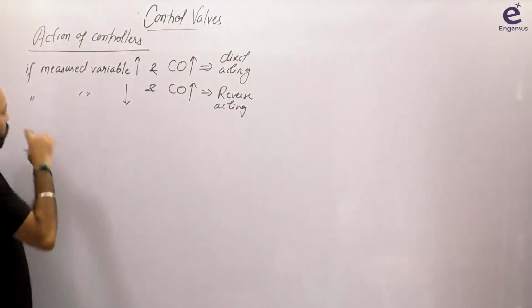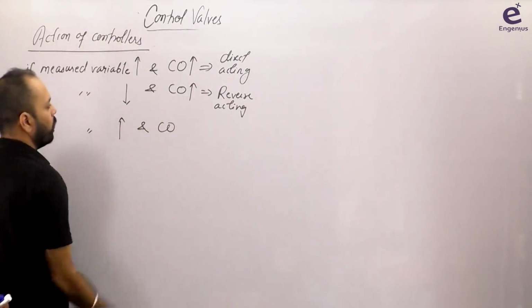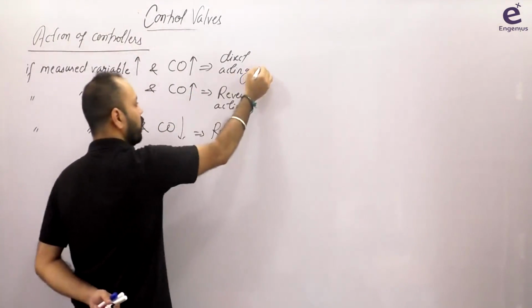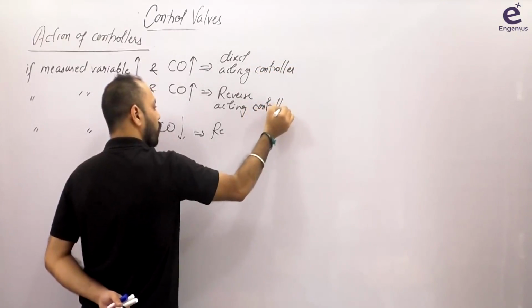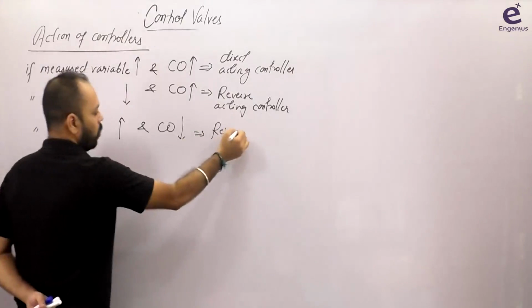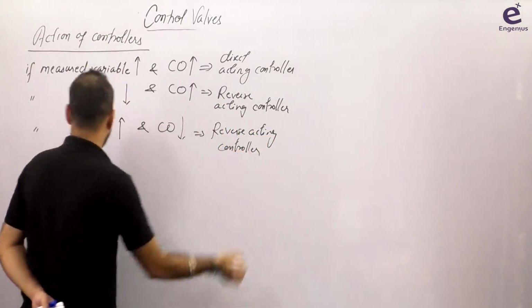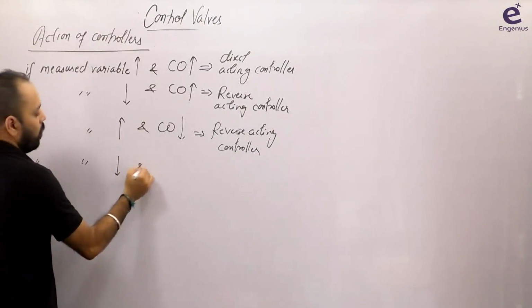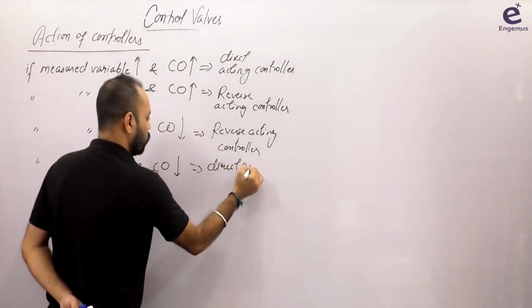Other two cases are also possible. If measured variable increases and controller output decreases, then also the controller, अच्छा ये ध्यान रखना भी, direct acting valve मत बोलना है, direct acting controller. These are two different things. Controller. Okay. Then it is called, you can see the nature of change is opposite. Reverse acting controller. Okay. Similarly, if measured variable decreases and controller output also decreases, then it is called direct acting controller.